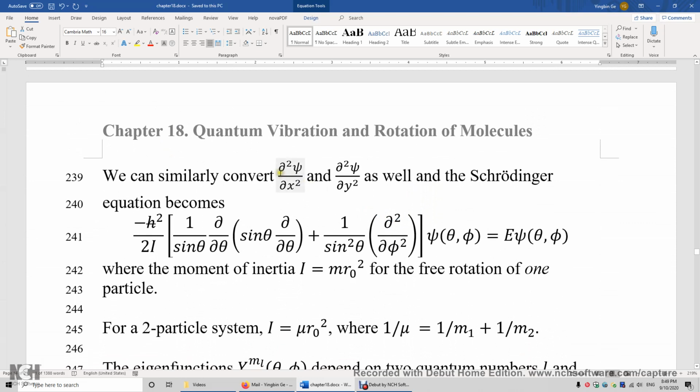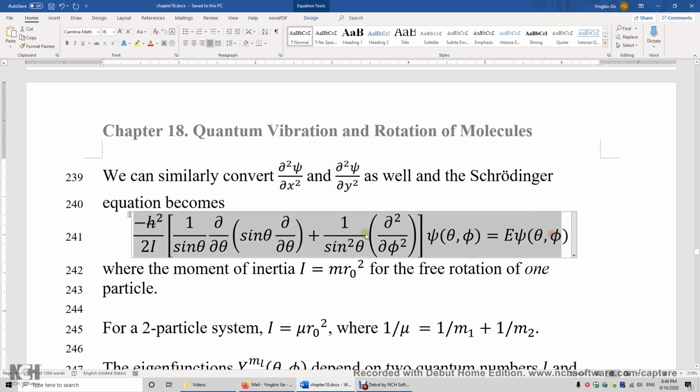Similarly, you can convert these two in the polar coordinates. It's just much more complicated and much more tedious. Now let's just assume we had done this already. And then we got the Schrodinger equation in the polar coordinates. We have theta here, we have phi here, and this I is simply m r naught squared. I is the moment of inertia.